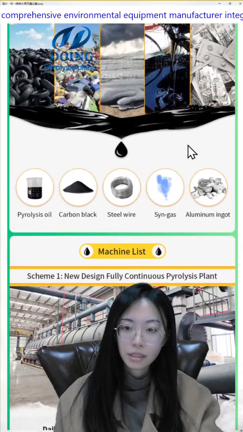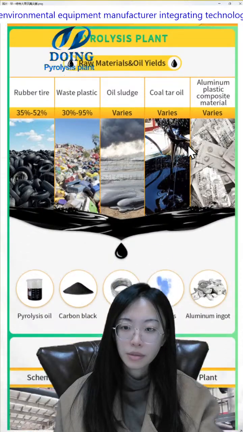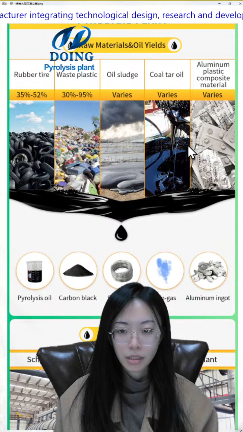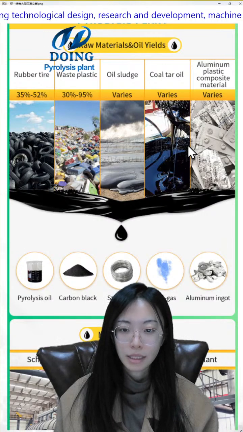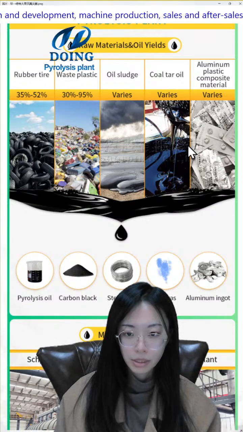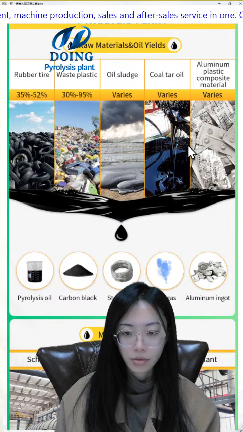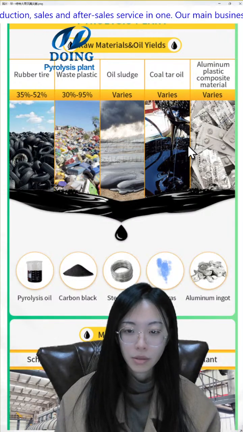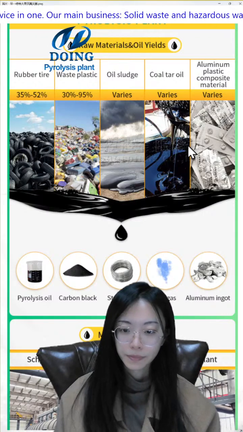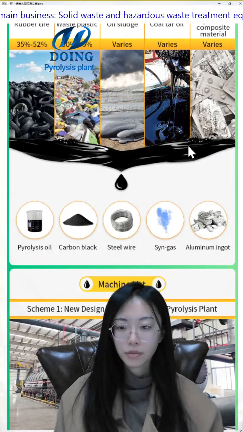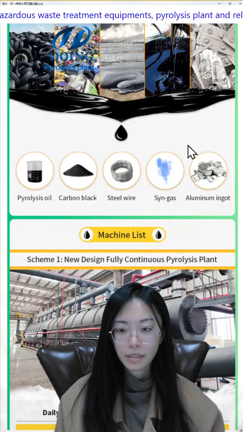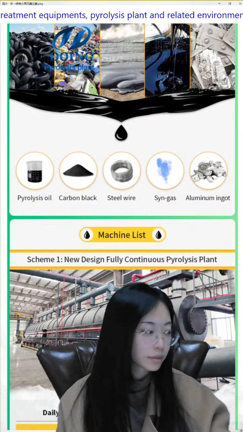And these are the raw materials that we can use: tire, plastic, oil sludge, coal tar oil, aluminium plastic, and also other daily waste or electronic waste like lithium batteries, PCB boards, solar panels. We can use all of them for pyrolysis and get the fuel oil. Different materials give different products like pyrolysis oil, carbon black, steel wire, syngas, and aluminium ingot.